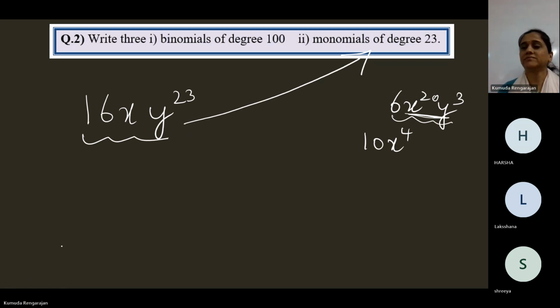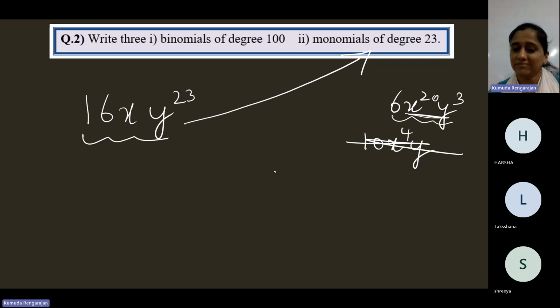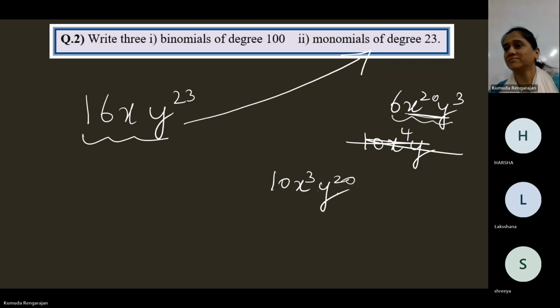Monomial. Say without the sign. Yeah. Ignore this. Tell me something else. Not 10 power, 10 variable. Correct. Very good.